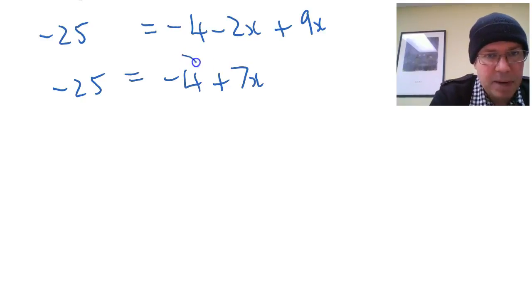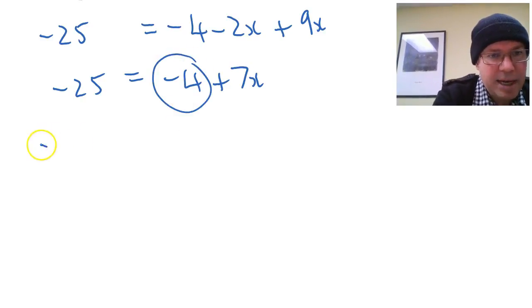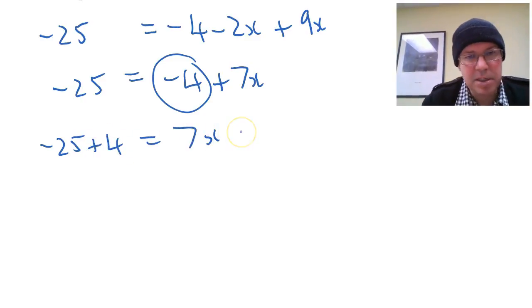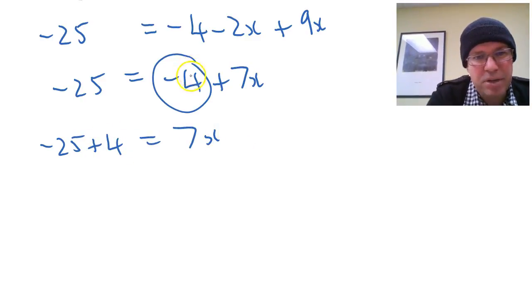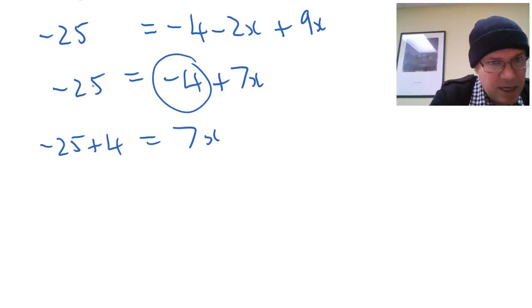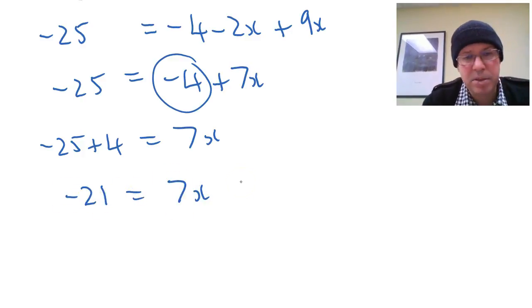Okay, now I'm going to get rid of the minus 4. Let's add 4 to both sides. I'll show a bit of working again because I don't want to do too much in my head in case I make mistakes. I know minus 4 add 4 is 0. I'm not going to show that working. Minus 25 add 4. Take your time. It's minus 21. So I've got minus 21 equals 7x.